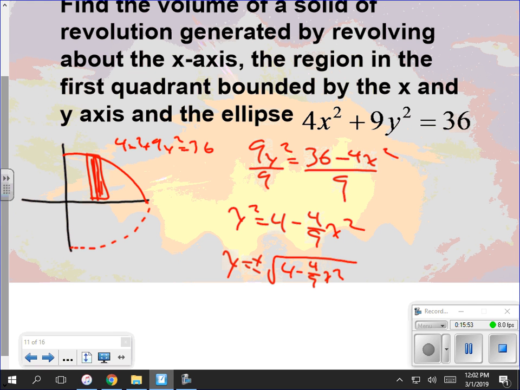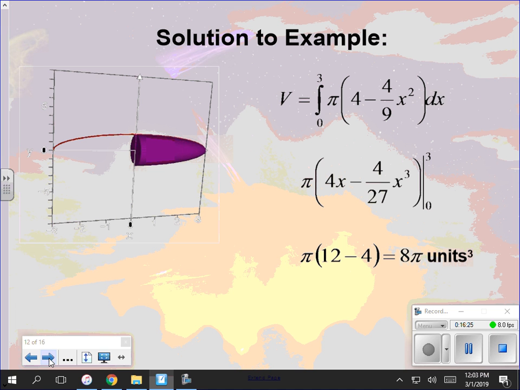Okay, and what are my bounds? This one's easy. It goes from 0 here. Then I got to figure out what the other bound is. What the end point here is. So y would be 0, right? So at this point here, y is 0. When I put in 0 for y, I get 4x squared equals 36. X would be 3. And there you go. That's the integral you need to set up.